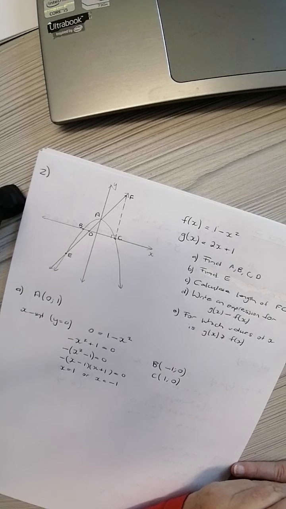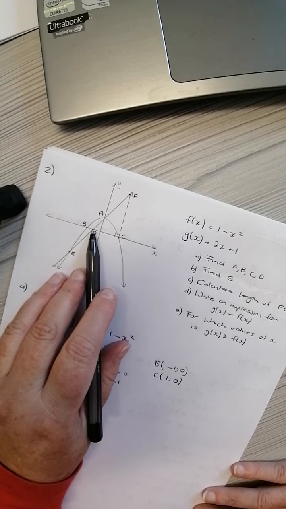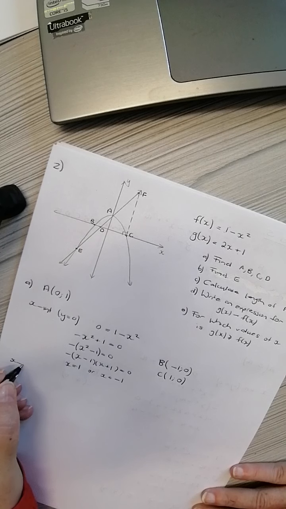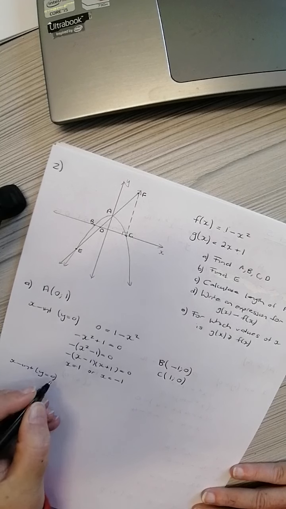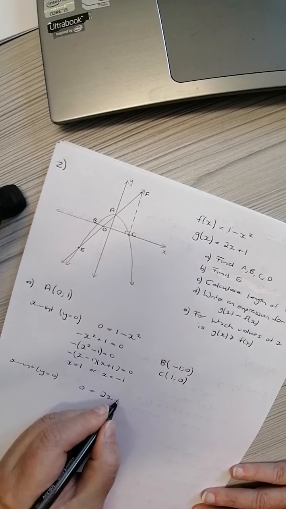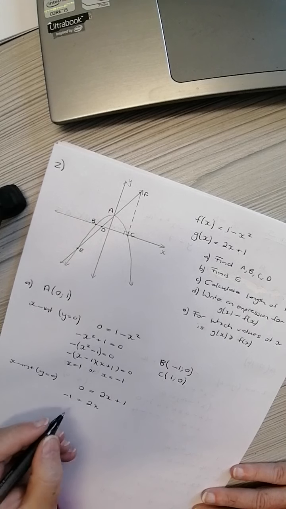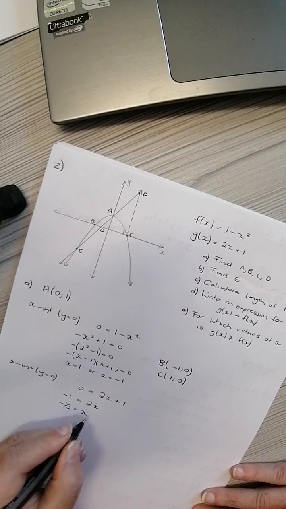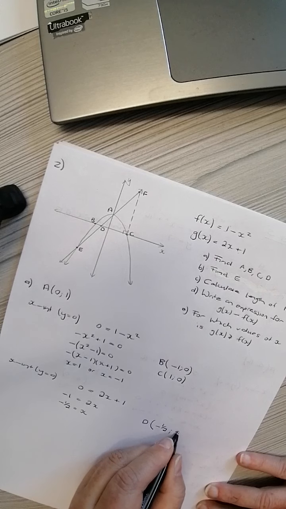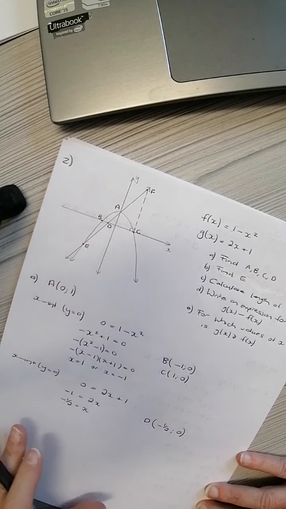Right, and then D is the x-intercept of my straight line graph. For the x-intercept, I make y 0 in my straight line graph. So then I have 0 equal to 2x plus 1. Take the 1 across and divide by 2. So minus a half equals x. So D is x is minus a half and y is 0. See? Minus a half and y is 0.